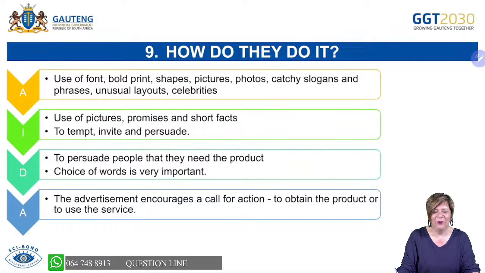And then most important is of course the A for action. They want you to buy the product. They want their money, honey. So make sure you look at how easy they're making it to get you to buy this. Maybe there's a contact number or a website address. Or maybe you just need to swipe right.